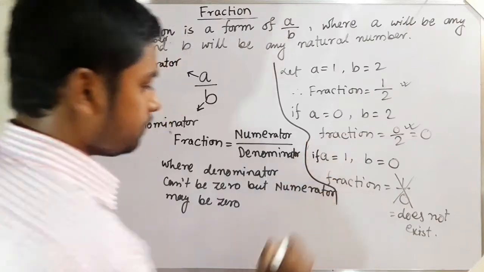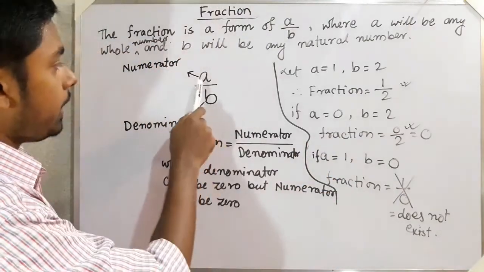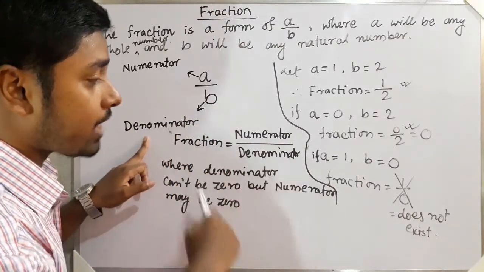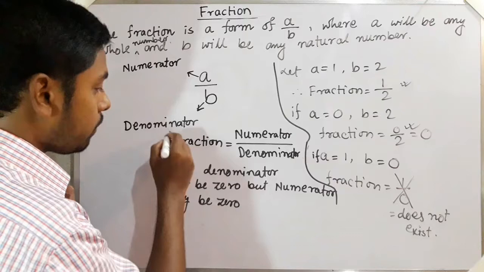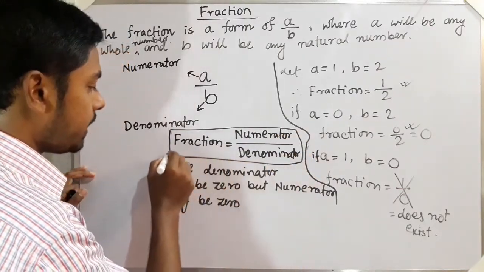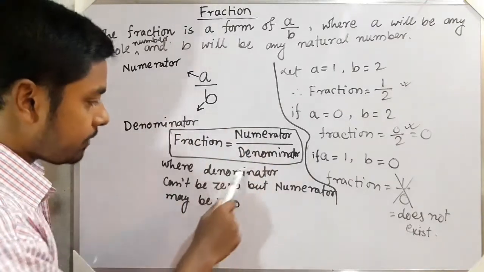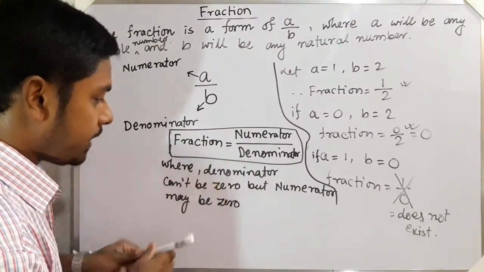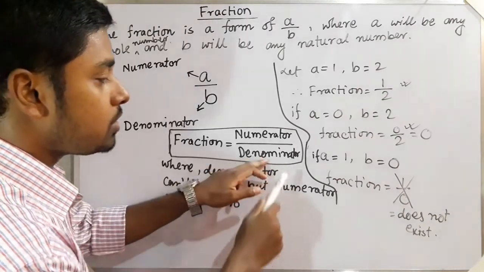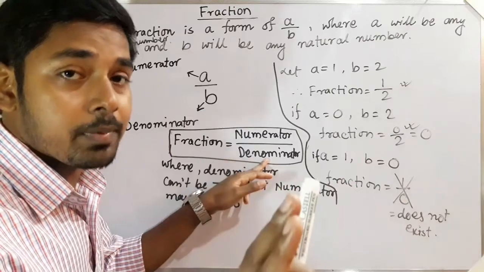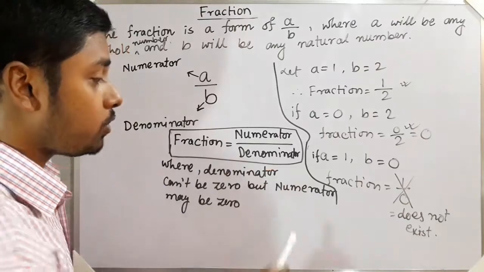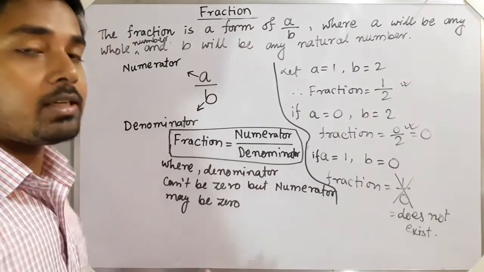What have I written here? That means A is called what? Numerator, and B is called what? Denominator. That means what is the actual form of the fraction? The actual form of the fraction is numerator by denominator, and the denominator cannot be 0 anywhere in the fraction. Denominator cannot be 0, but numerator can be 0.